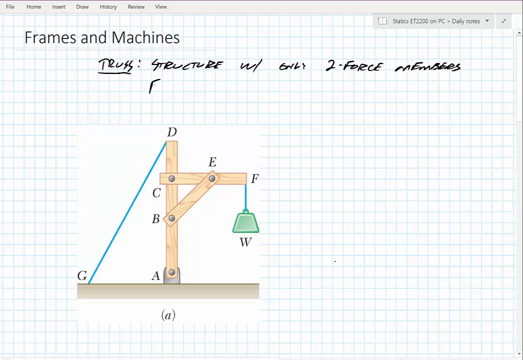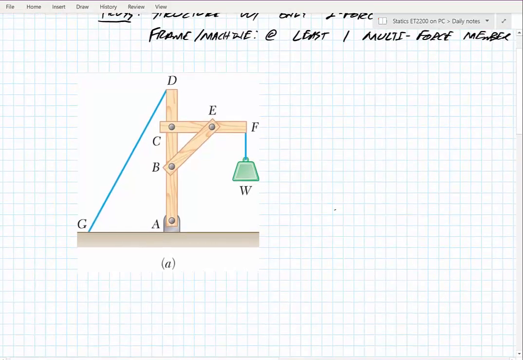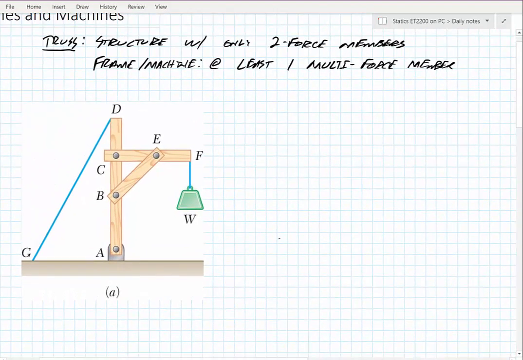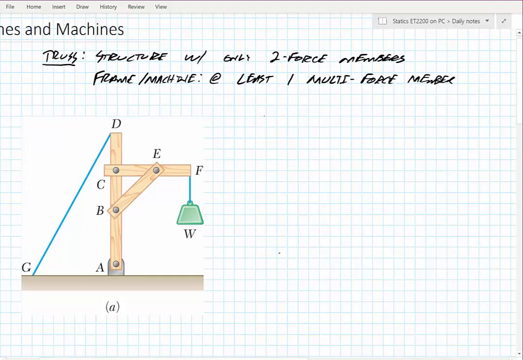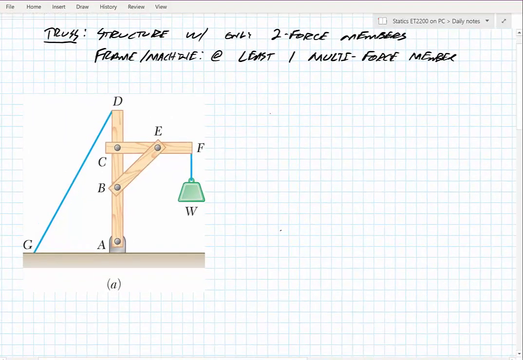Now the difference between that and a frame, and a machine and a frame are kind of the same. The only difference between the two is their overall purpose, but we analyze them the exact same way. So with a frame and a machine, there's going to be at least one multi-force member. So if we were to look at this frame down here, I can see that there is a two-force member with member BE. However, members DCBA and CEF are actually both multi-force members. So, I can break it apart.